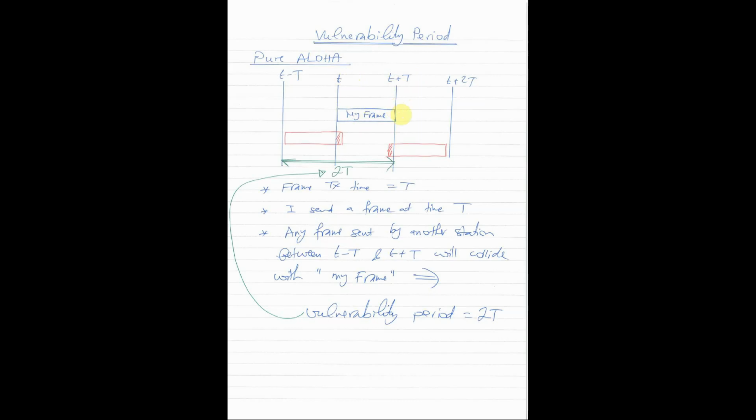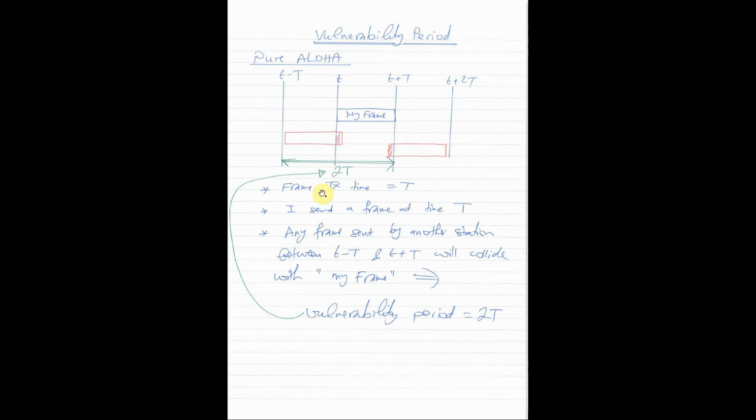Now, what is the vulnerability period? It is the time period during which other stations, if they send a frame, that frame can collide with my own frame. Again, the easiest way to understand it is to assume that I send my frame at time little t.